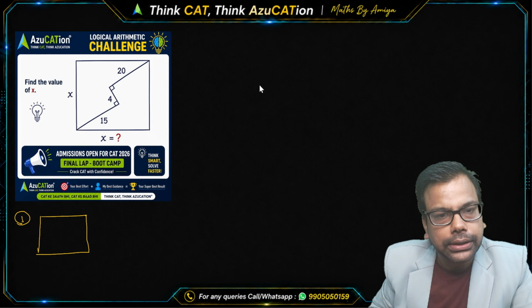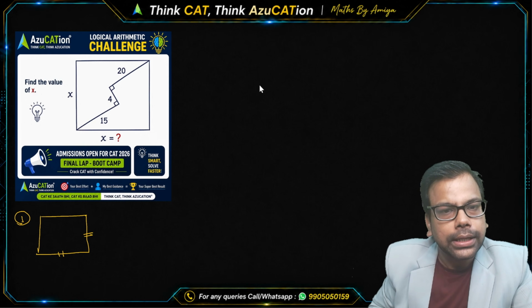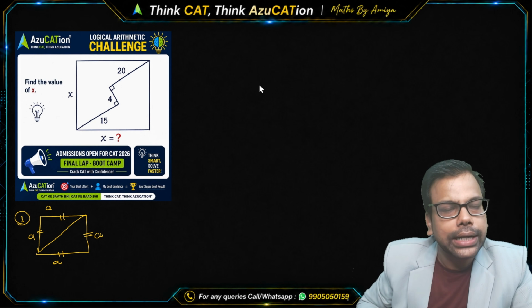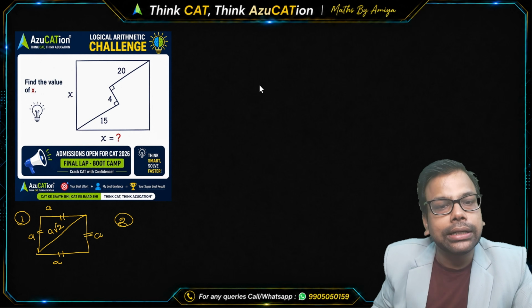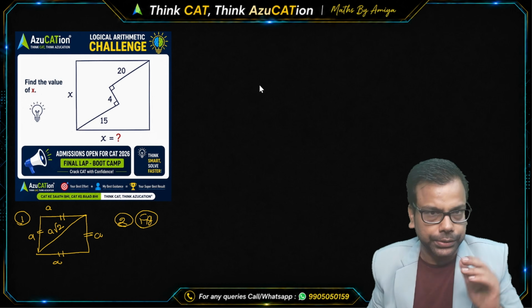If we have a square with a side a, then the diagonal of the square is equal to a root 2, which is by the Pythagoras. This is the first thing. The second is the understanding of the figure. If we understand the figure, we can easily solve the question.